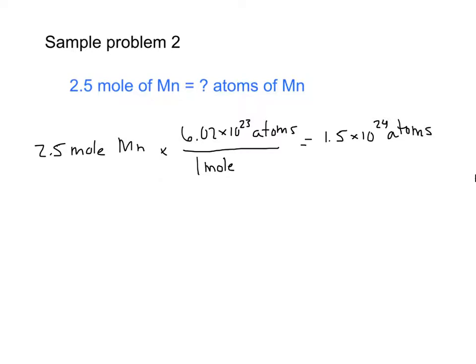Now, the reason why I chose this one is because we want our moles to cancel, so moles on top, moles on bottom cancels, and we are left with atoms on top, which is what we are looking for.